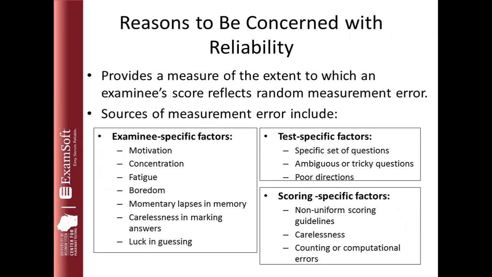And then finally, we have some form of scoring guidelines with essay-type tests. Maybe we have carelessness, where we've marked the incorrect key or the incorrect option as the correct one. And then maybe we have counting or computational errors when we're adding up test scores. All of these are various sources of error that might be involved in the testing process.